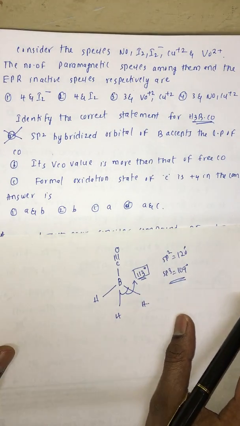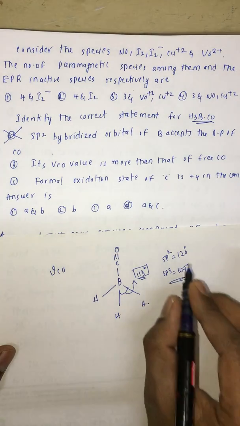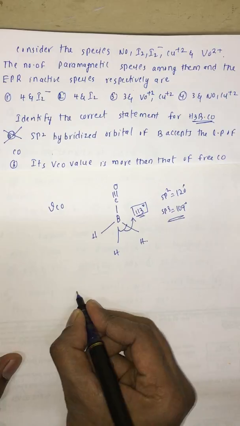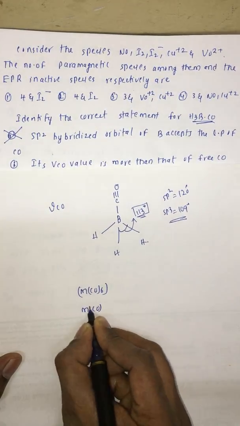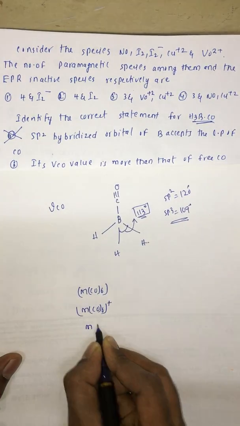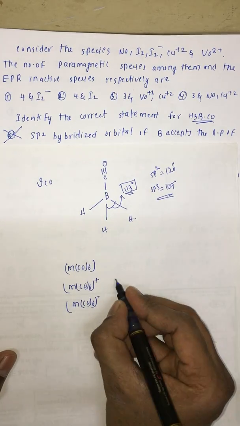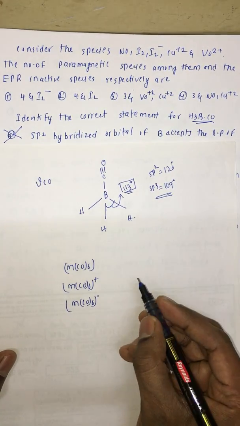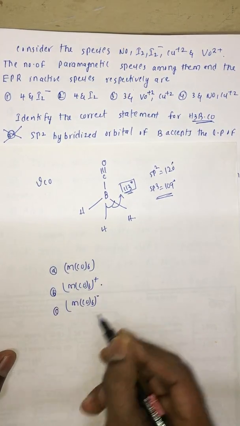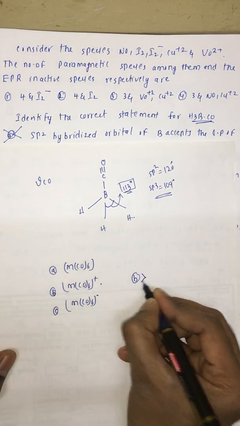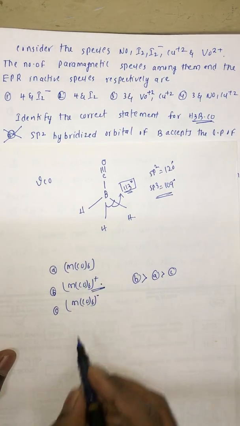Next we go for the option that the νCO value is more compared to free CO. It's true, because when we have a metal, I'm taking M(CO)6 positive charge, M(CO)6, and M(CO)6 negative charge. Among these three, which one will have more CO stretching frequency? So A, B, C. B will have more CO stretching frequency, then A, then C, because here less electron density is there on the metal.